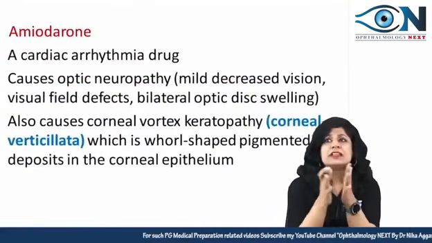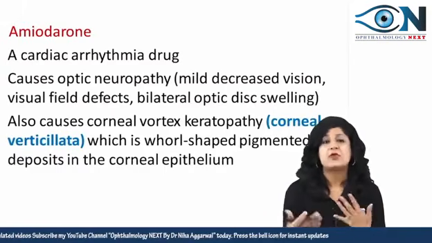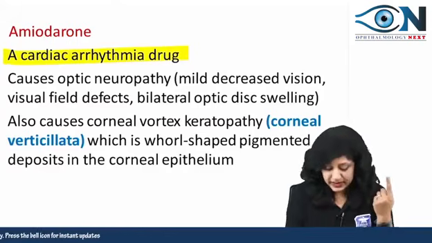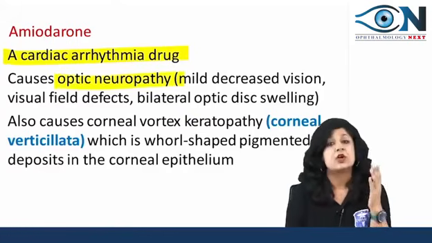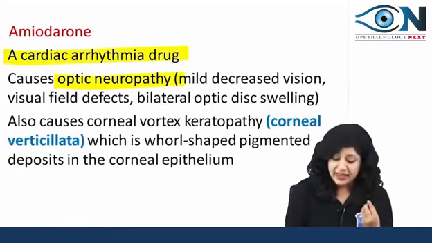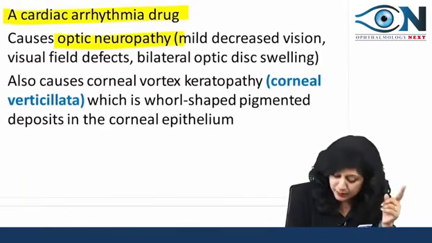Now amiodarone is one drug which is frequently asked, so I think anything which is related with amiodarone is important. This is a cardiac arrhythmia drug, and you know it as a cause of optic neuritis. It is causing the visual field defects, it is causing the bilateral optic disc edema. Then you also know it as one of the drugs in PICA. What was PICA? Do you remember PICA?